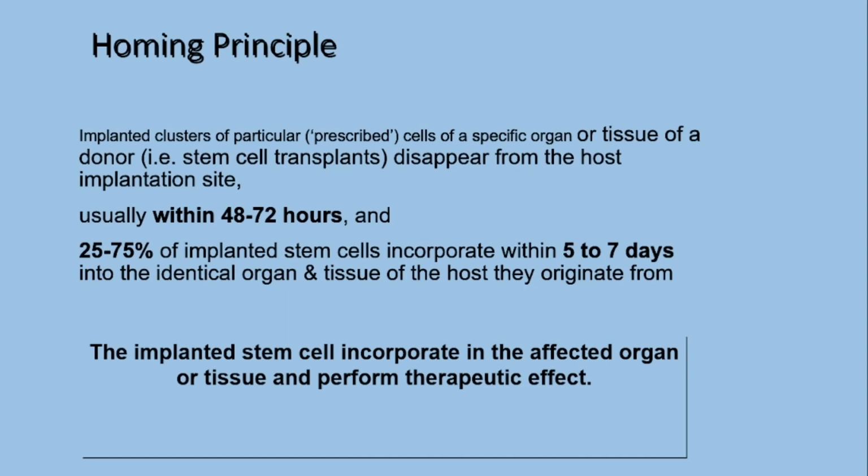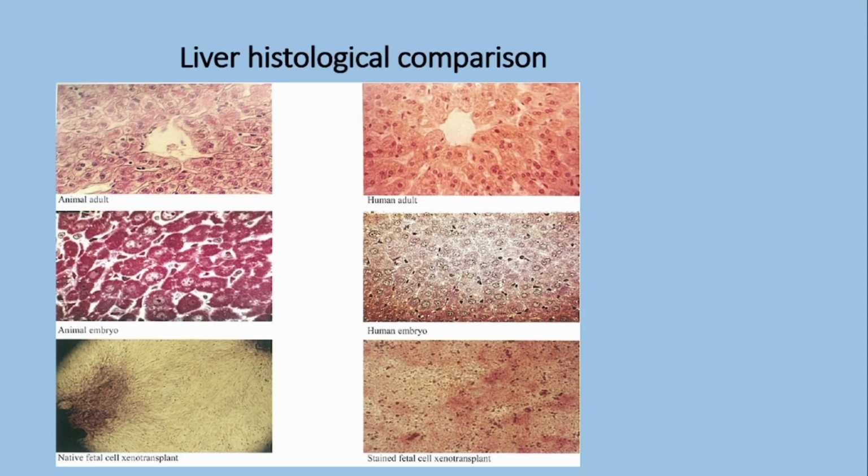It was noticed that within about 5 to 7 days, the cells practically completely disappear from the implantation site, and they are spread and distributed all over the body, depending on what type of cells they are and where the site of inflammation or injury is, which will express those chemoattractants, chemokines, that will attract implanted cells and promote their homing effect and retention in the affected tissues.